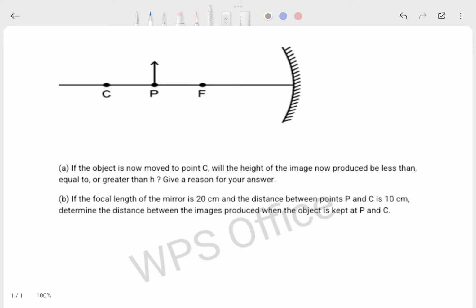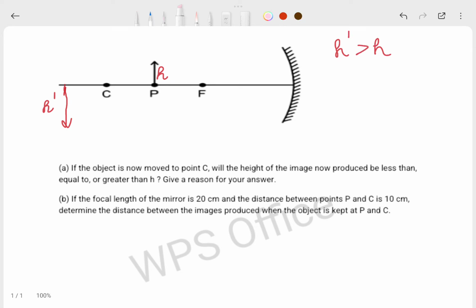First of all, the object is situated at point P, hence the image of the object at P will be found behind the center, as we know, and this image will be larger than the object. That means the size of the object is h and the size of the image is h dash. It is given to us in the question. So when the object is at P, the image will be formed at a point behind the center, and in this case the height of the image will be greater than the height of the object.